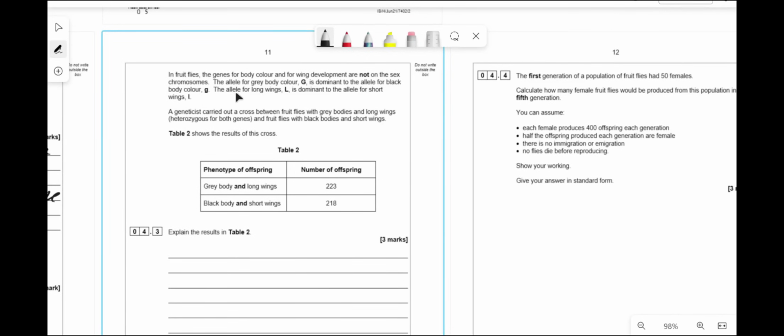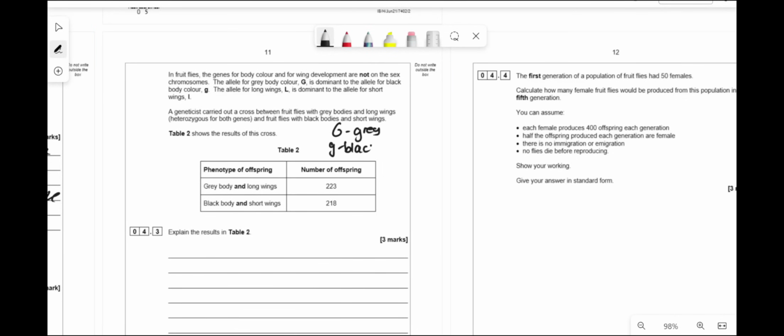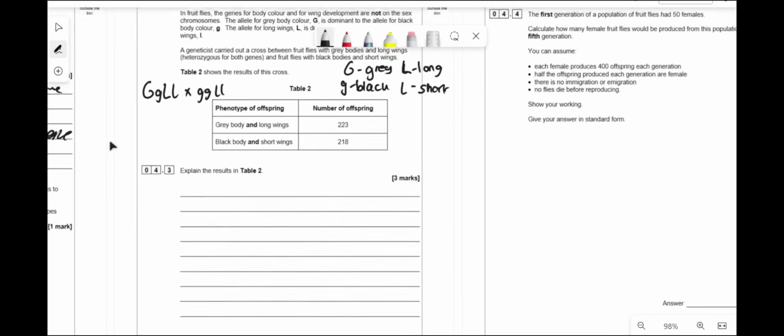In fruit flies, the gene for body color and for wing development are not on the sex chromosomes. The allele for gray body color, big G, is dominant to black, little g. The allele for long wings, big L, is dominant and little l is recessive. A geneticist carried out a cross between fruit flies with grey bodies and long wings, heterozygous for both genes, and fruit flies with black bodies and short wings, and here are the results. So what they did is they crossed big G, little g, big L, little l with little g, little g, little l, little l. And it says explain the results in table 2.